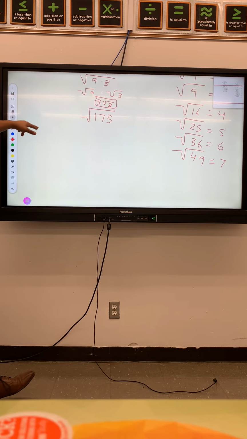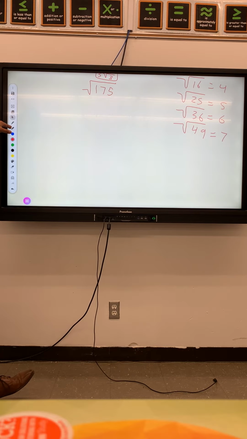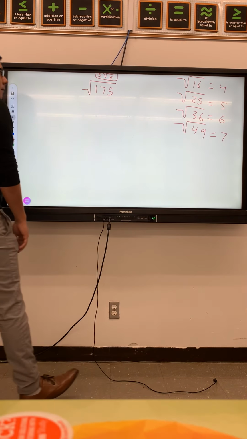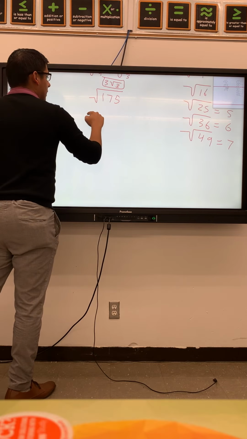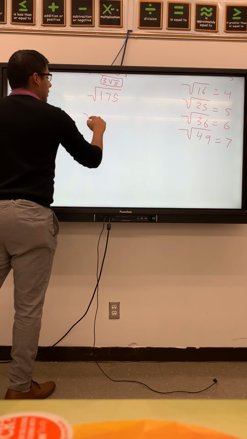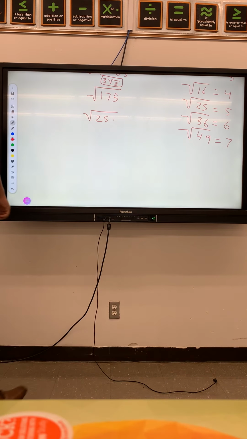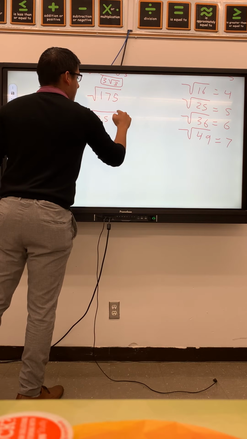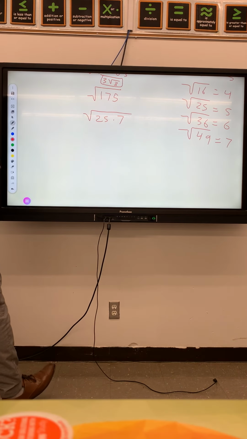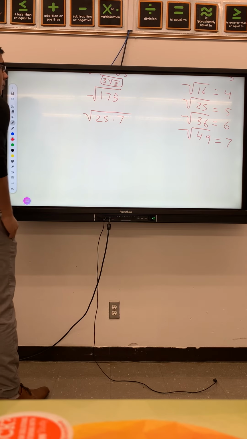So let's look at the next one, square root of 175. With the square root of 175, usually when it ends in 5, it's most likely going to be 25. And in this case, the square root of 25 times 7. So the square root of 25 times 7 is equal to 175.